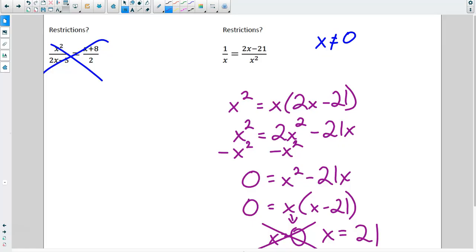Okay? How do we feel about this? It's really good.